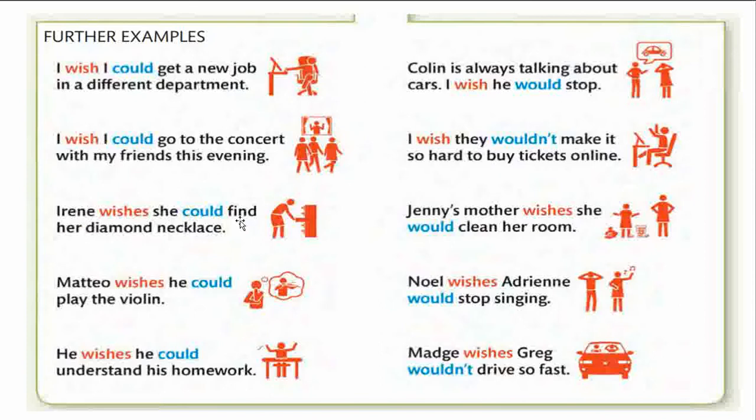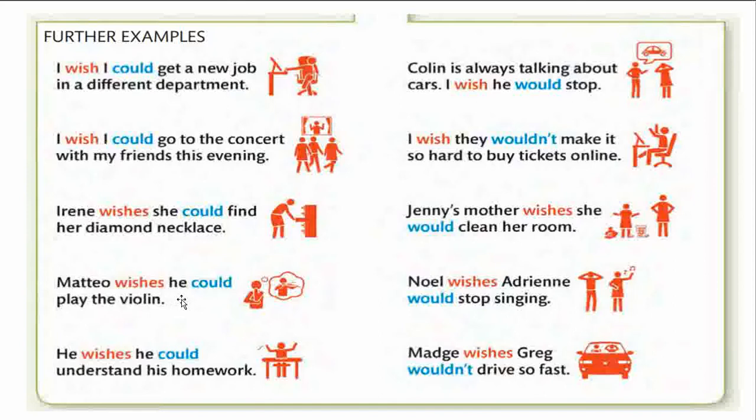Irene wishes she could find her diamond necklace. You're wishing this for Irene. Irene is wishing for herself. Jenny's mother wishes she would clean her room. So Jenny's mother is wishing for most probably Jenny, someone else. Jenny would clean her room.